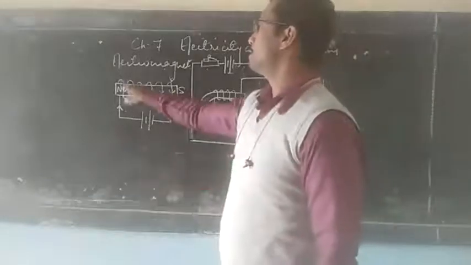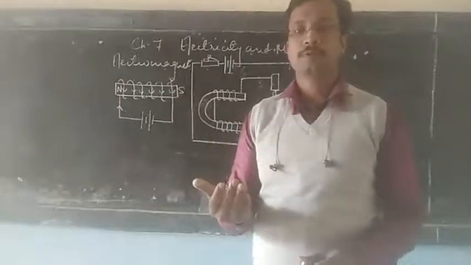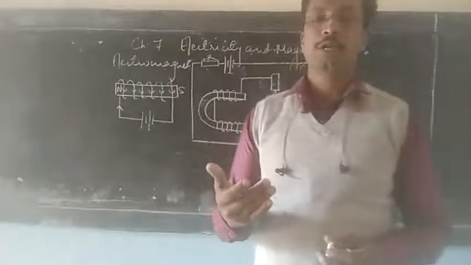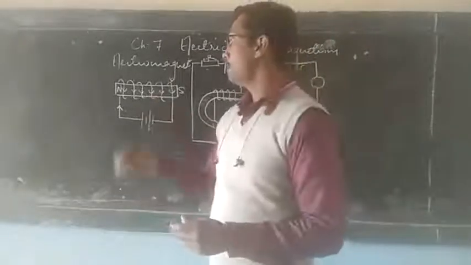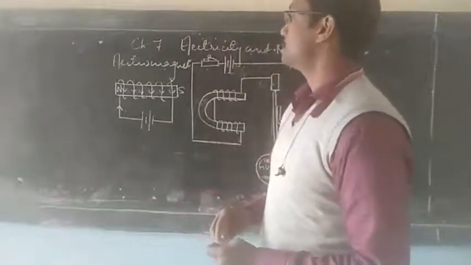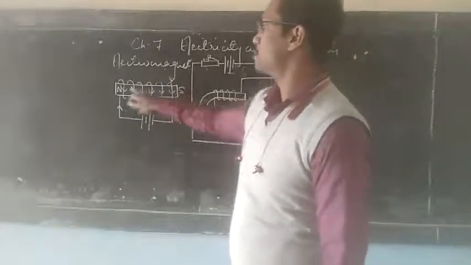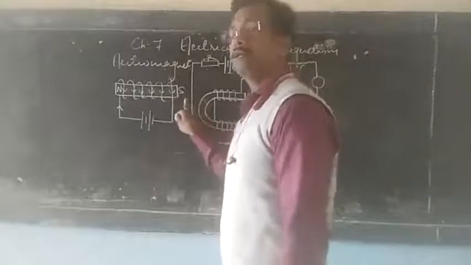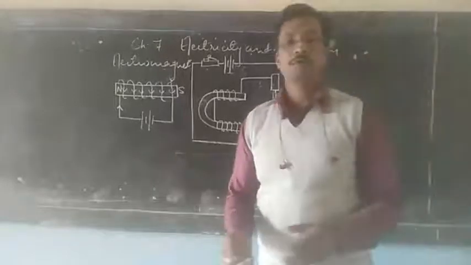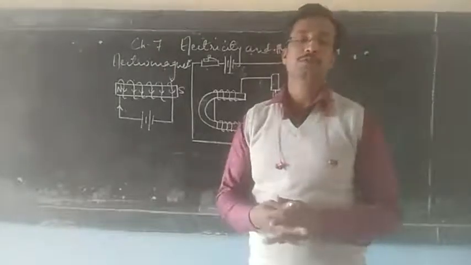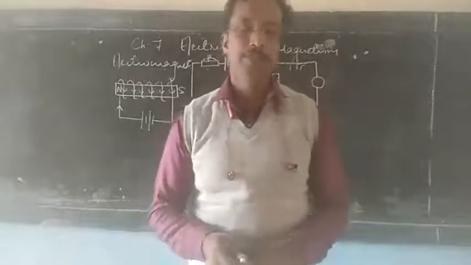Second way is to increase the number of turns. As you increase the number of turns, you will find the strength of the electromagnet also increases. Third way to increase the strength is to change the core material. Right now the core is made of iron. If you take some other material like steel or alnico, that may also change the strength of the electromagnet. These are the three factors.